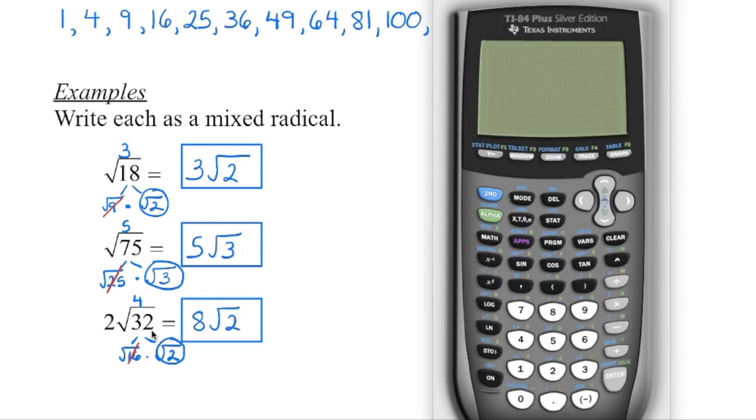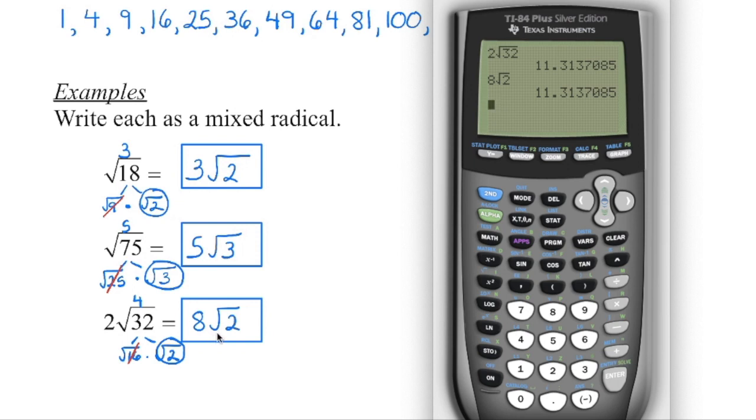And then if you wanted to check if these were in fact equivalent, we could enter 2 times the square root of 32. Because that's irrational, it will give us an irrational decimal number. And then we're going to enter 8 times again the square root of 2. And if those two decimals are the same, we know these are equivalent.